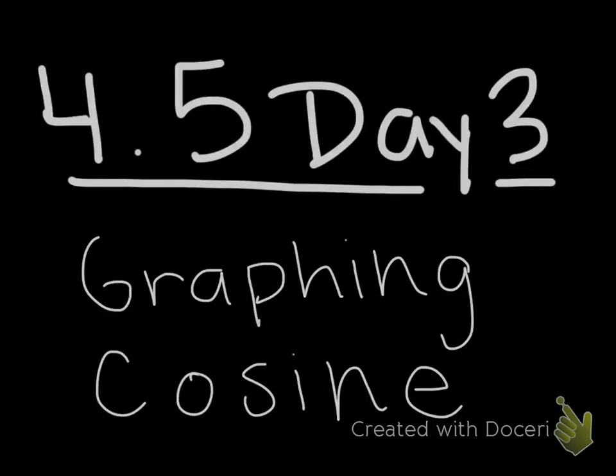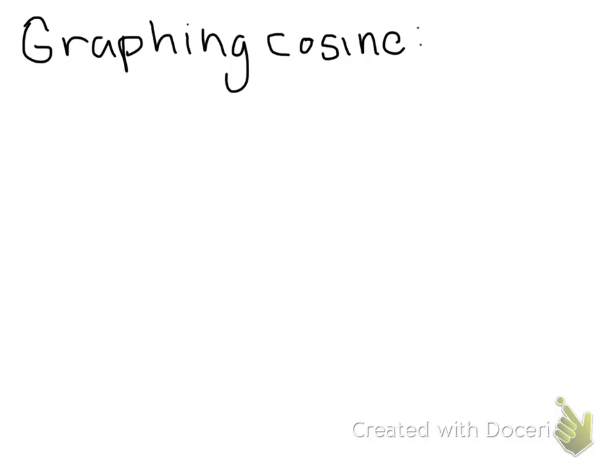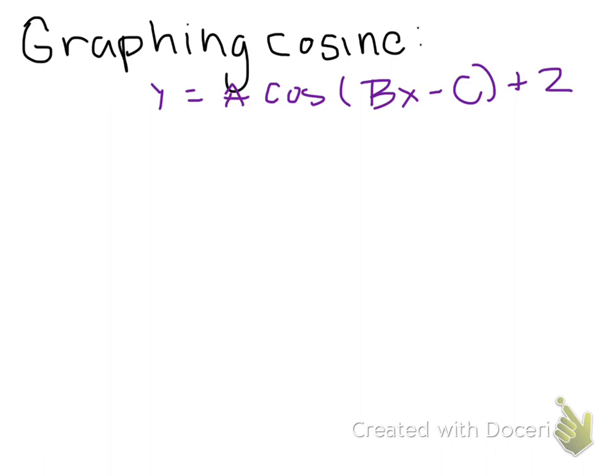Today we're doing section 4.5, day 3, and we're going to discuss how to graph cosine. So the general form for cosine is y equals a cosine of the quantity bx minus c, and a plus d on the outside. You're going to notice several similarities today. The only thing that's going to be different is when I go to actually obtain the picture.